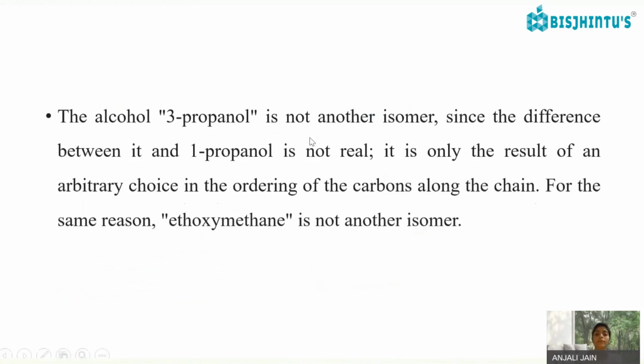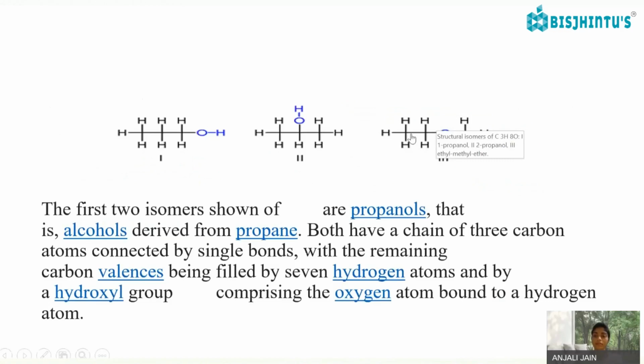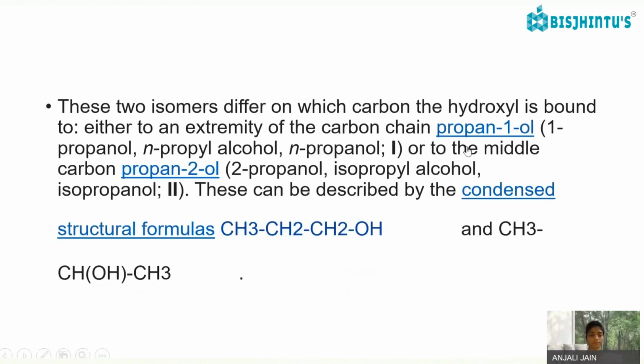So the alcohol 3-propanol is not another isomer, since the difference from 1-propanol is not real, because 3-propanol and 1-propanol will be the same thing. It is only the result of an arbitrary choice in the ordering of the carbons along the chain. For the same reason, ethoxymethane is not another isomer, because this will remain the same. If you say ethoxy and then methane, you are just changing the priority, taking ethoxy and the oxygen along with it, and methane as an individual moiety.